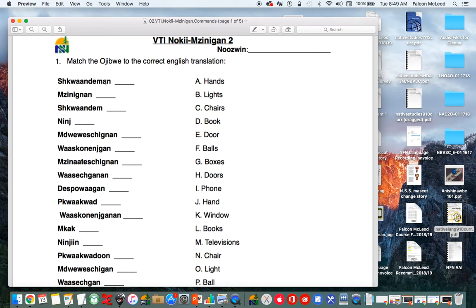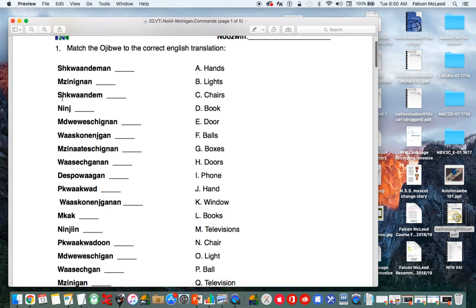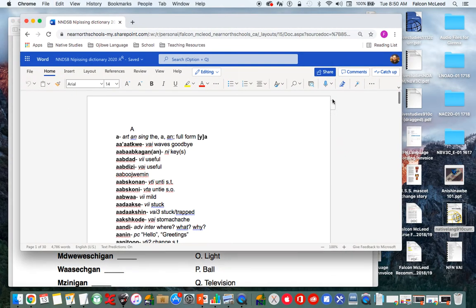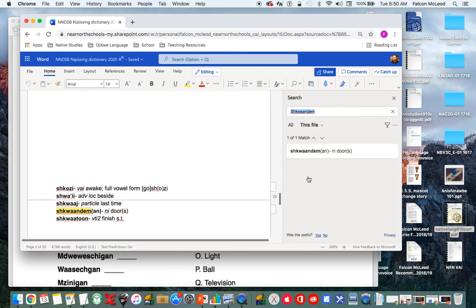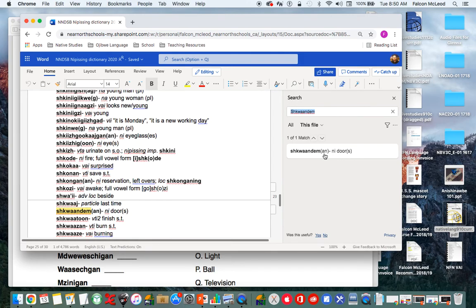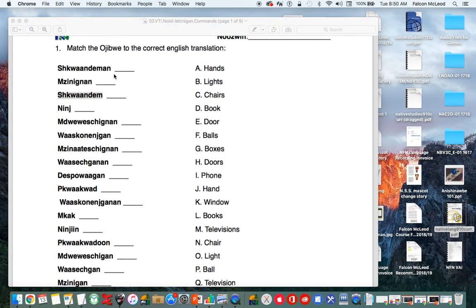So we got Shquandam Mun. So it looks like this word here, Shquandam, but it has an extra AN in there. So maybe we should look this word up in the dictionary first. So Shquandam means door, but that AN means doors. So what we're looking for here is the word doors. So we got a door here, but we need doors right here, H. Put H in there. Cross that out.